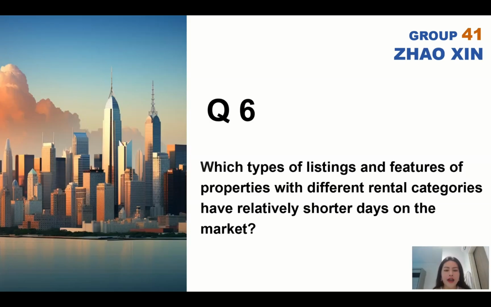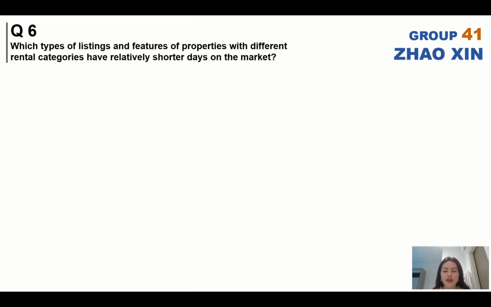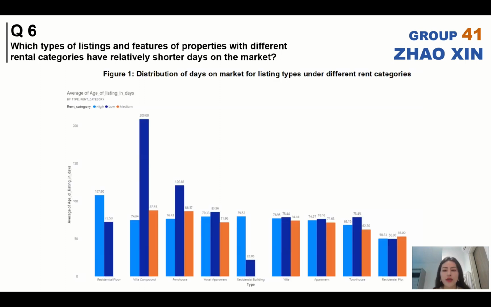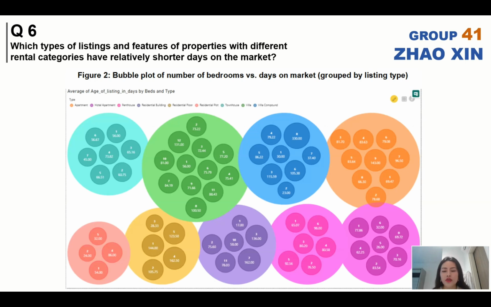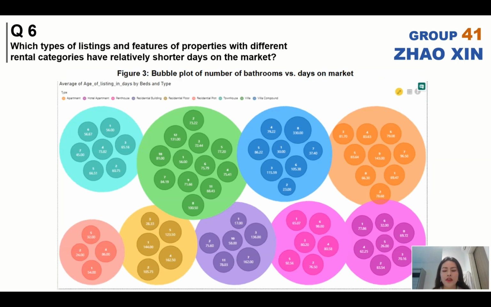Question 6. Which types of listings and features of properties with different rental categories have relatively shorter days on the market? There are 3 figures to analyze this problem. Figure 1. Distribution of days on market for listing types under different rent categories. Figure 2. Bubble plot of number of bedrooms compared with days on market. Figure 3. Bubble plot of number of bedrooms compared with days on market. Based on this analysis, we can get the following conclusions and suggestions.